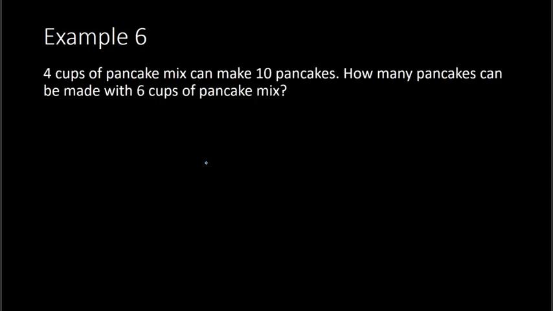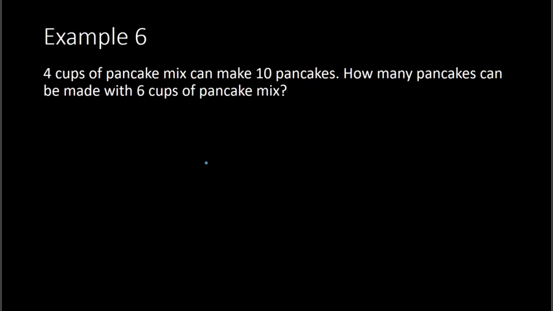So now that we know how to use cross multiplication, I'm going to show you 2 examples where we can actually apply this to real life. So let's say we are making pancakes. So we have 4 cups of pancake mix that can make 10 pancakes. How many pancakes can be made with 6 cups of pancake mix?